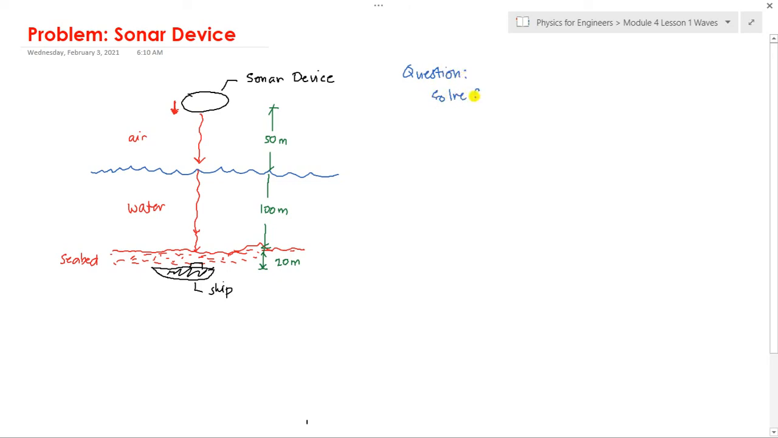We're going to solve for the total time to reach the sound wave at the bottom, or at the ship's body, and back to the sonar.